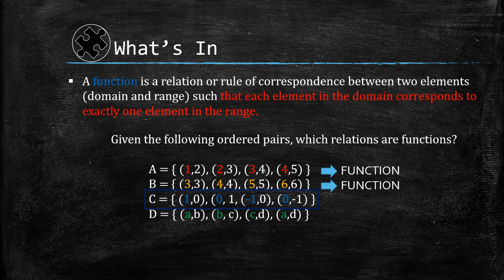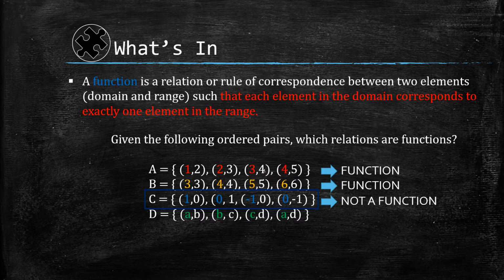Is that a function? Not a function. Sir, why is it not a function? Look, class. Our domain is 1, 0, negative 1, 0. Look at 0. 0 is a domain, right? But 0 has two partners. One 0 has the partner 1, the other 0 has the partner negative 1. Which is not in line with our definition.